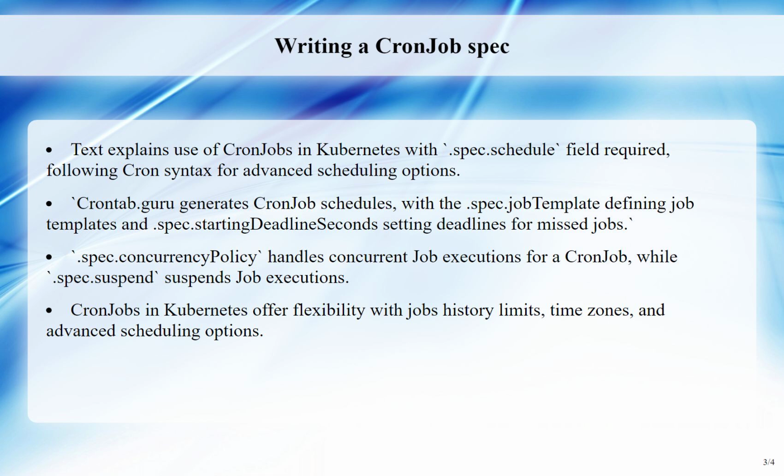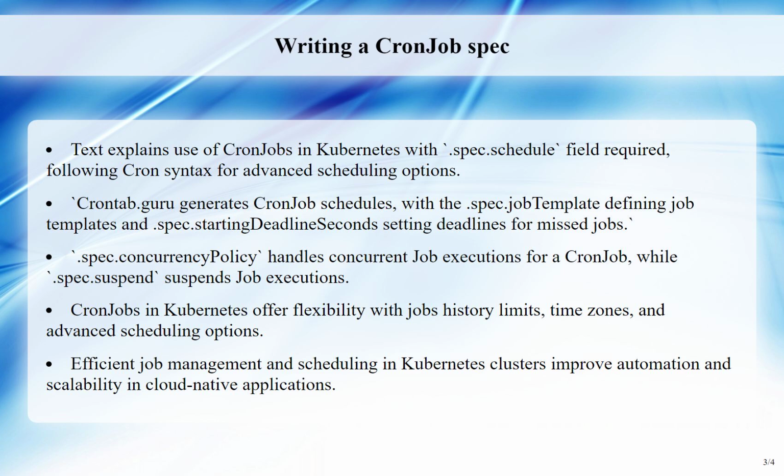Time zones can be specified for cron jobs using the .spec.timeZone field, allowing for schedules to be interpreted relative to a specific time zone. The Kubernetes v1.27 release includes a time zone database in the binaries as a fallback. Overall, cron jobs in Kubernetes offer a flexible and powerful way to schedule and manage jobs, with options for advanced scheduling, job templates, concurrency handling, schedule suspension, job history limits, and time zone specification. These features allow for efficient job management and scheduling within Kubernetes clusters, enhancing automation and scalability in cloud-native applications.